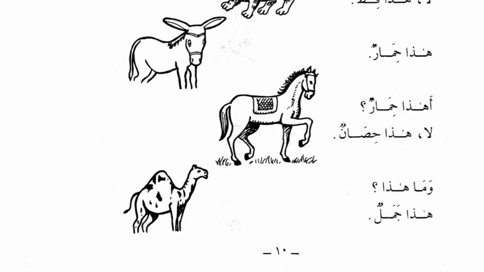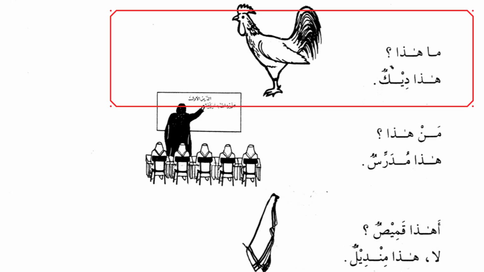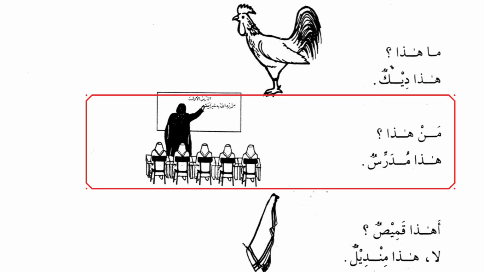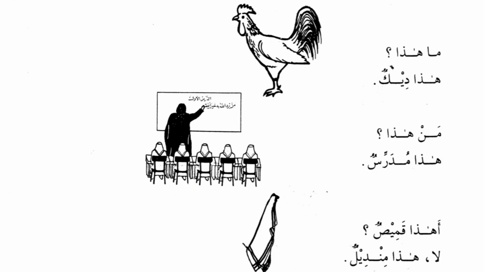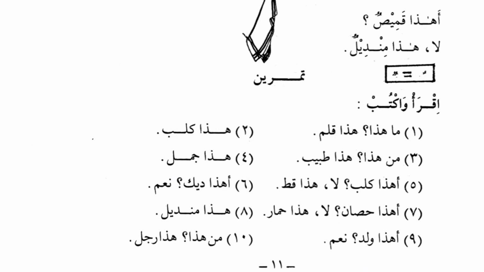Next, ما هذا? What is this? هذا ديك. ديك means a rooster. من هذا? Who is this? هذا مدرس. This is a teacher. مدرس, a teacher. أهذا قميص? Is this a shirt? As you can see here, this is not a shirt, it's a handkerchief. So the answer is لا هذا منديل. Means no, this is a handkerchief. منديل means handkerchief.